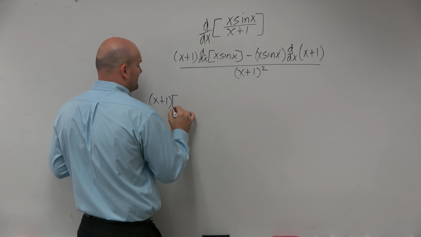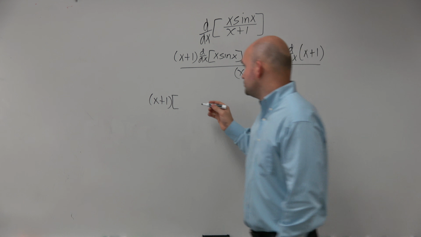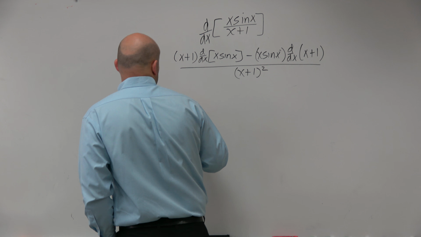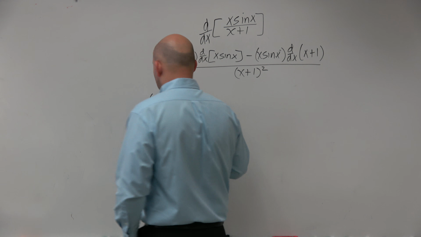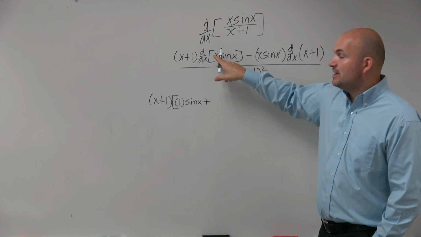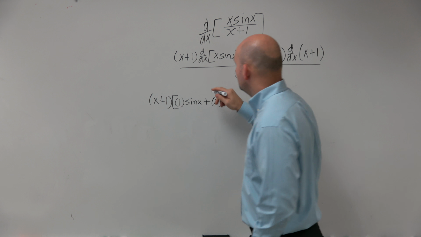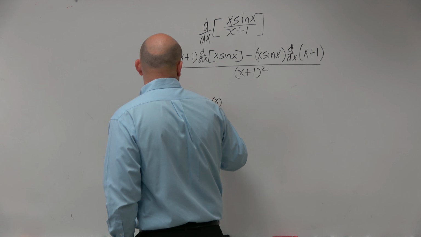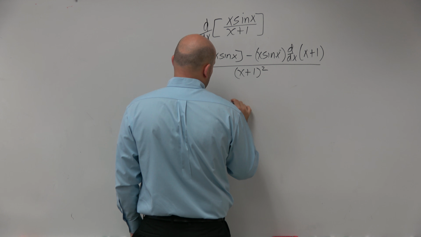Now, when I take the derivative of this, remember you're going to take the derivative of the first term, which is 1, times sine of x, plus, just remember the difference between the product rule and the quotient rule, plus my first term times, let me put these in parentheses, times the derivative of sine, which is just cosine.